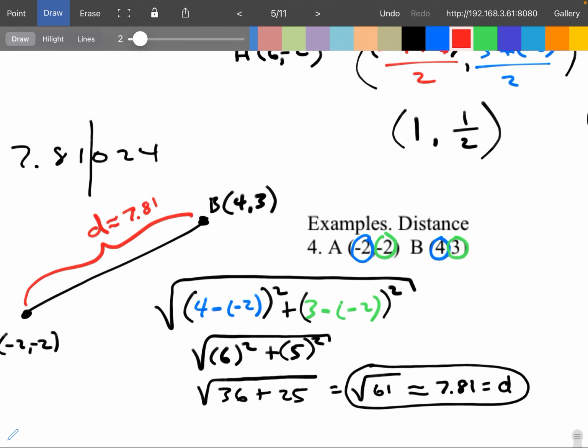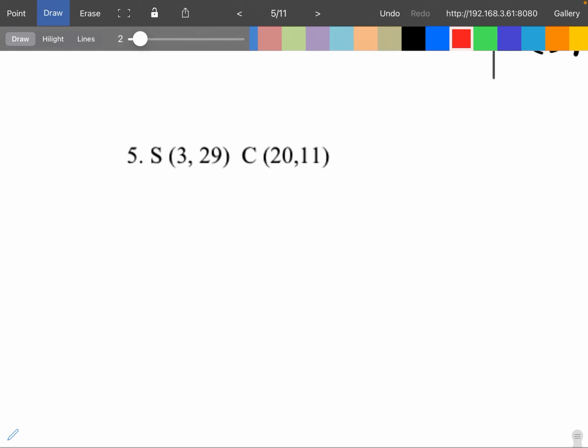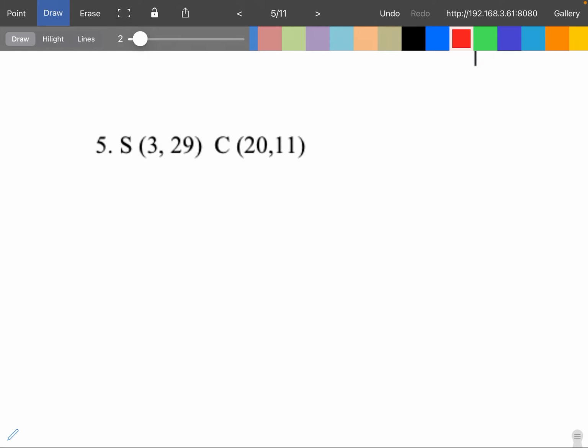You guys good? All right, let's do another one. Again, I guess I can put this up here. So that distance on my picture here was approximately 7.81 units. So if that grid was in feet, then that'd be 7.81 feet. If that grid was set up in miles, that'd be 7.81 miles.